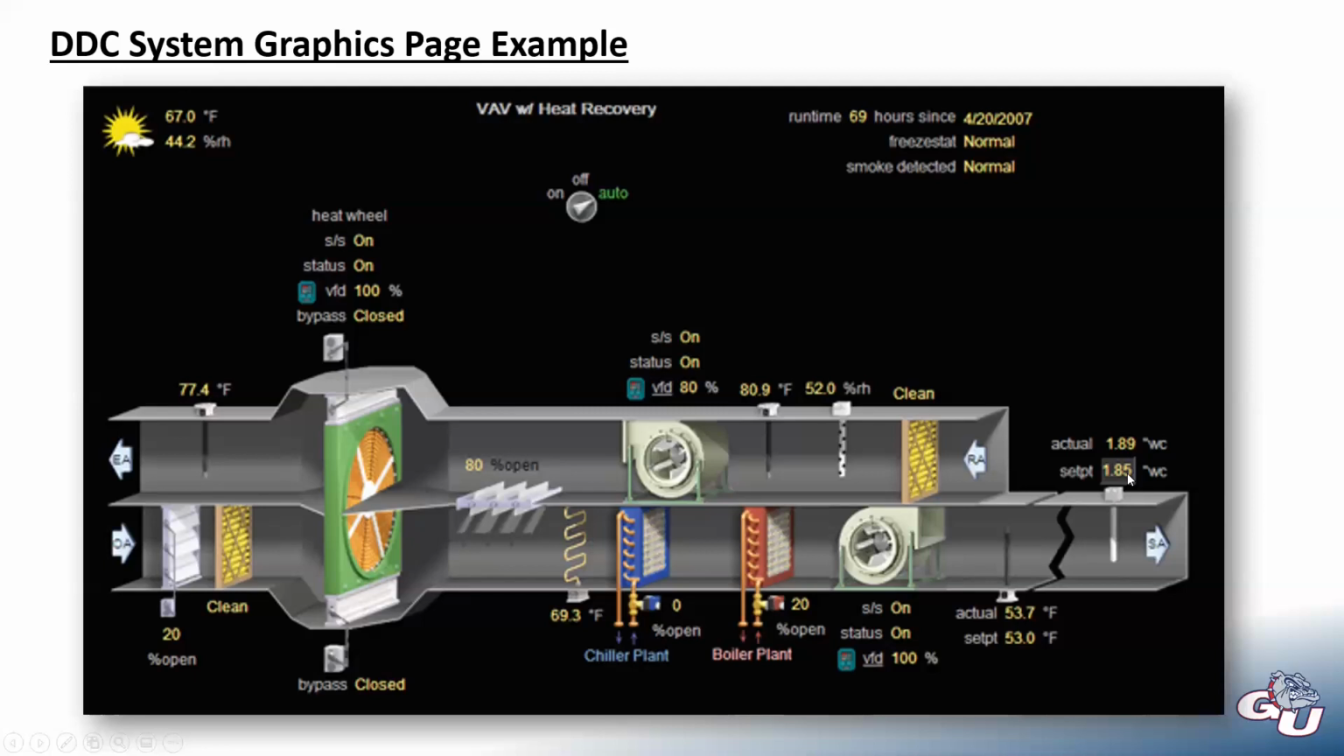But if the actual reading here was to increase or decrease, that would tell our fan what to do. Although I guess in this case, it's already maxed out, so it can only go down. But you can see how much visibility this gives you on this piece of equipment.